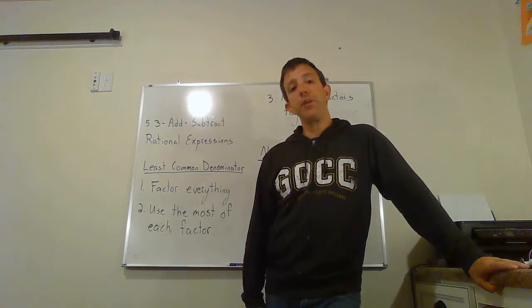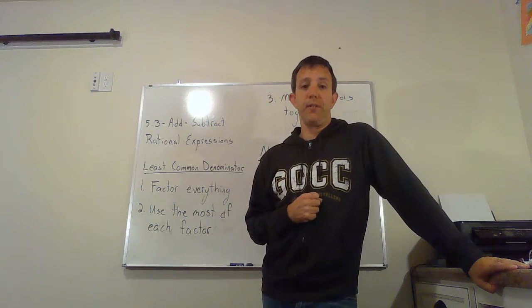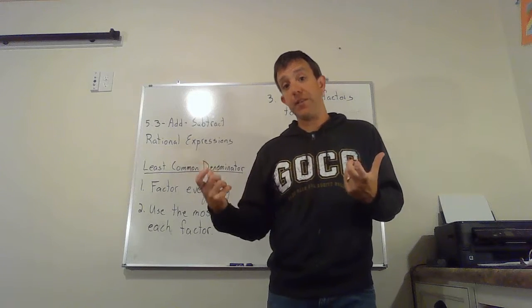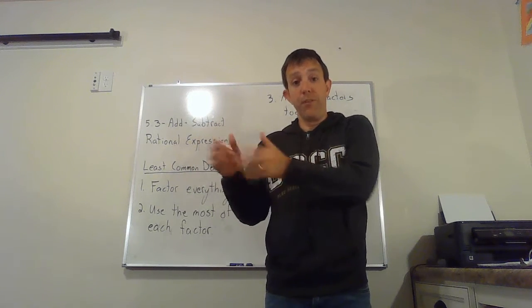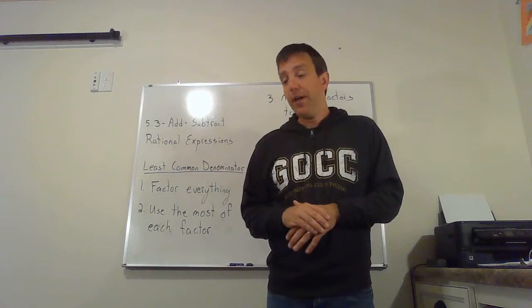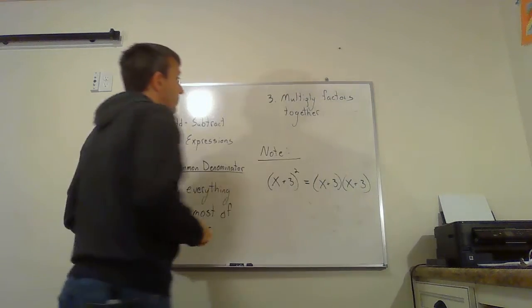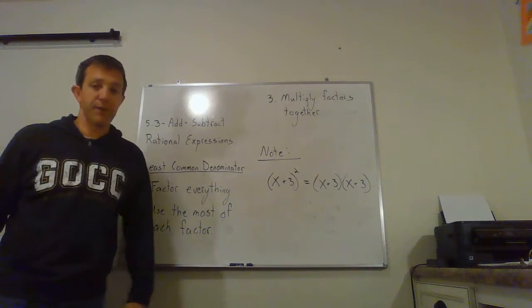Step 2, we're going to use the most of each factor. For instance, if you have an x and an x squared, those are really the same kind of thing, just x squared is 2 of the x's, whereas x is just 1. And last but not least, step 3, multiply your factors together.